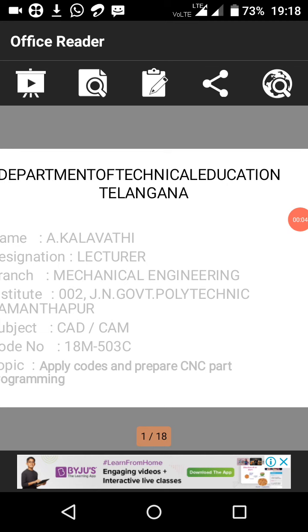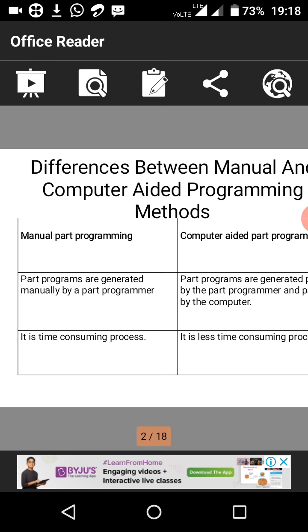Today we will see the difference between manual part programming and computer aided part programming. Next we will see speed specification, feed specification, the magic three rules, and tool functions. So all these things we'll see in today's class. First is the difference between manual part programming and computer aided part programming. So what are the differences between these two, we'll see.